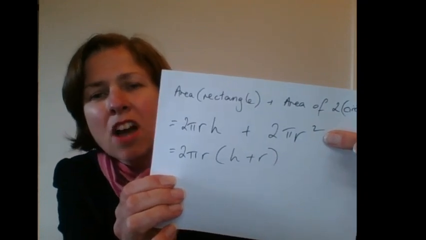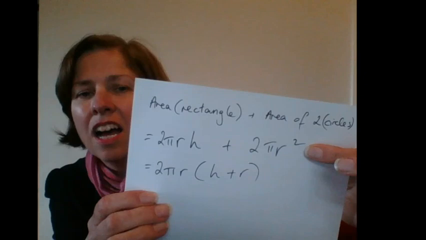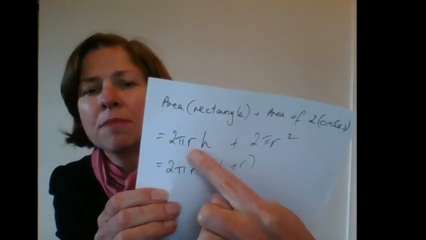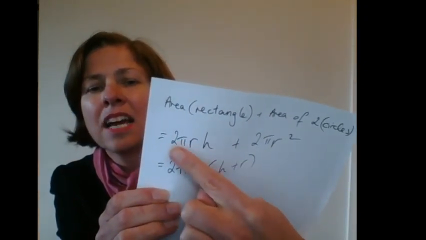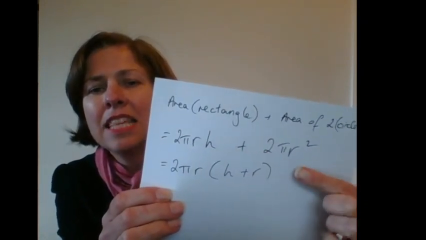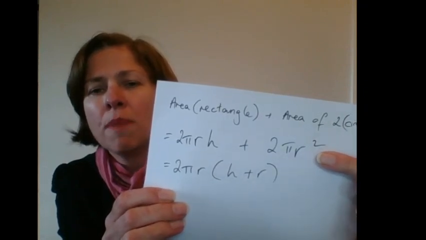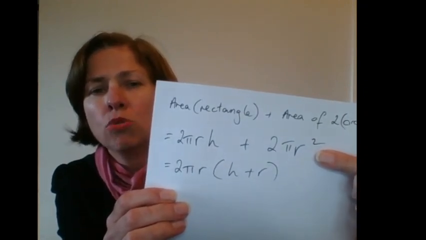Now, the other thing I can think about though is every time I'm doing a question involving a cylinder, I want to remember that this part is my rectangle. That's the circumference of a circle times the height of a cylinder, and this part is my circle, 2 times pi r squared because there are 2 circles. That's how you find the total surface area of a cylinder.